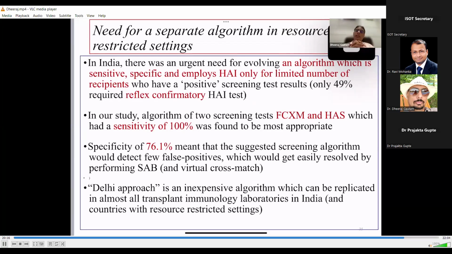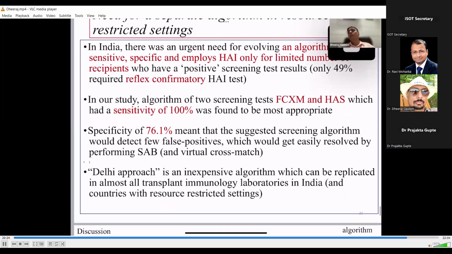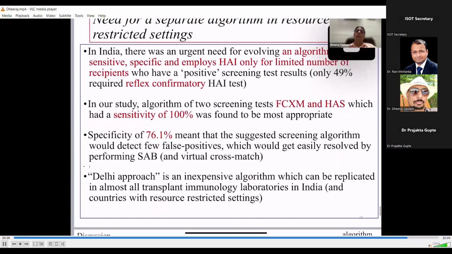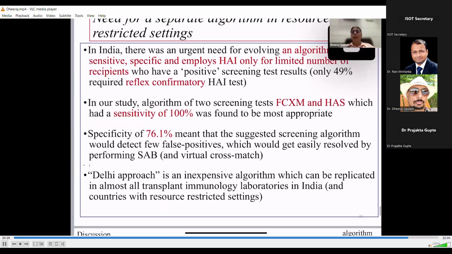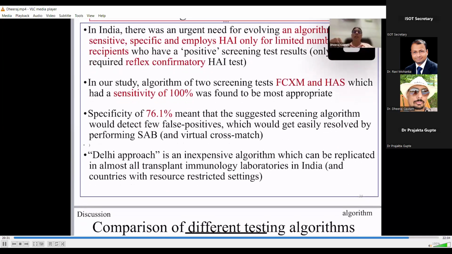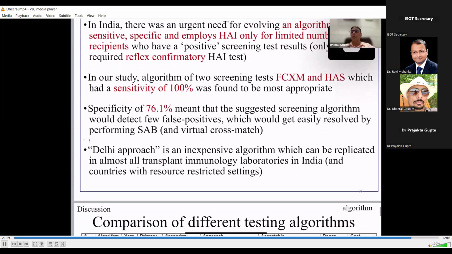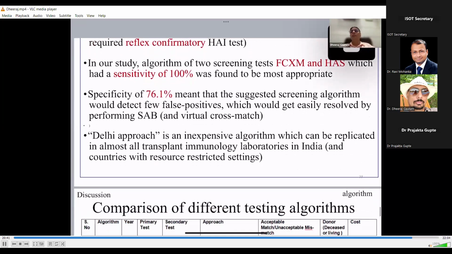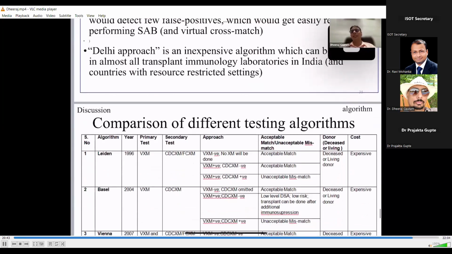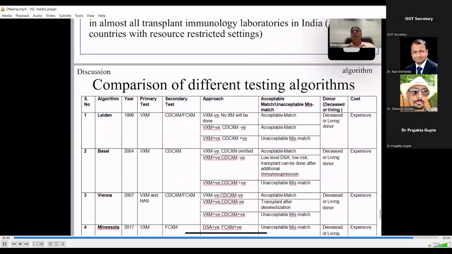A specificity of 76.1% means that the suggested screening algorithm would detect few false positives, which would get easily resolved by performing SAB. This approach is called the Delhi approach. It is an inexpensive algorithm which can be replicated in almost all transplant immunology laboratories in India and in countries with resource-restricted settings.